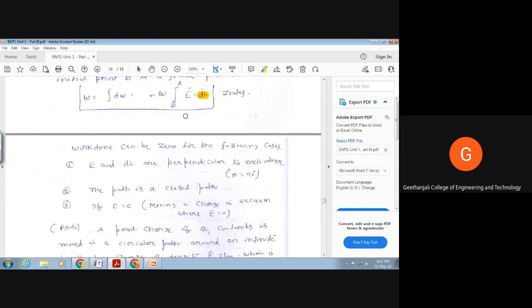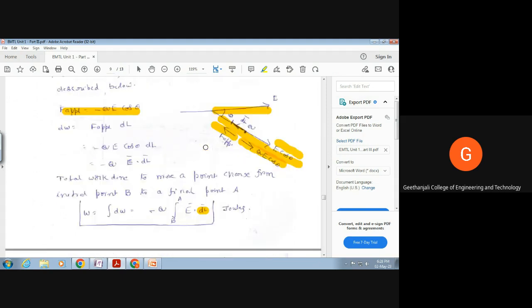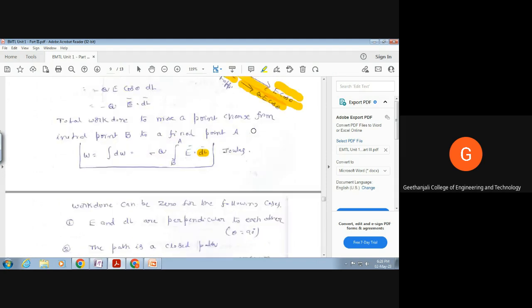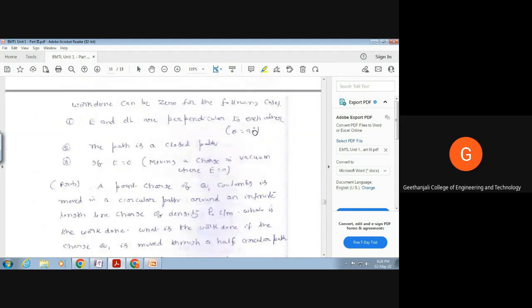Next, if the initial and final points are same, naturally the integration becomes 0. So if you are trying to move this point charge along a closed path for which the initial and final points are same, once again work done is equal to 0. And the third one is if electric field intensity is 0. Once E is equal to 0, what is the force acting on this one? Q into E, it is also 0. So further the work done is also 0.